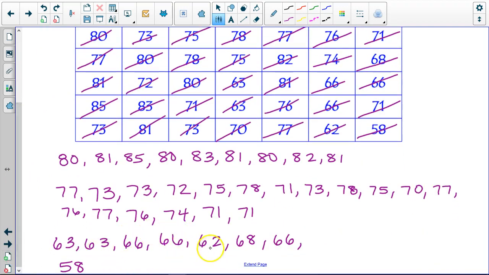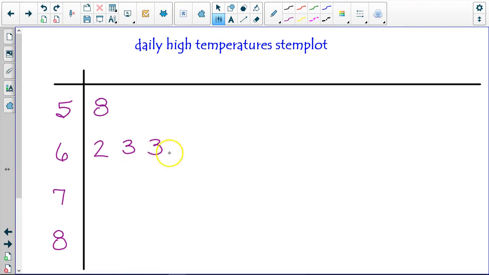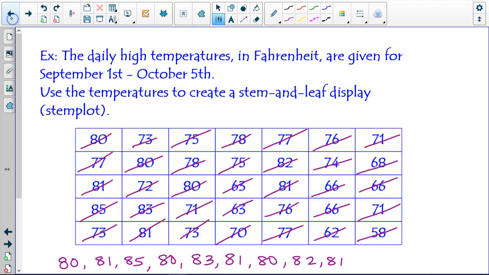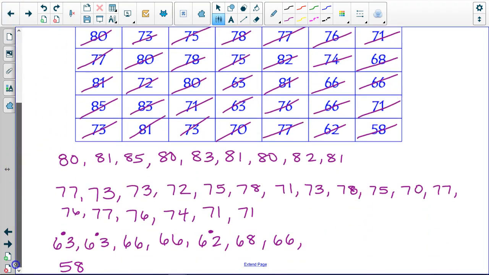So 62, I got that one. 63, 63. So then I need 3 6s and an 8, right? All right. So I got all those. Now I need to do the 70s. The smallest is 70 itself, right? And then how many ones do I have?